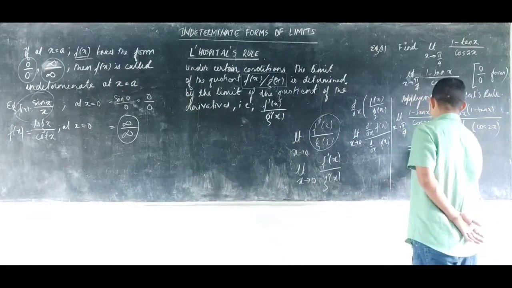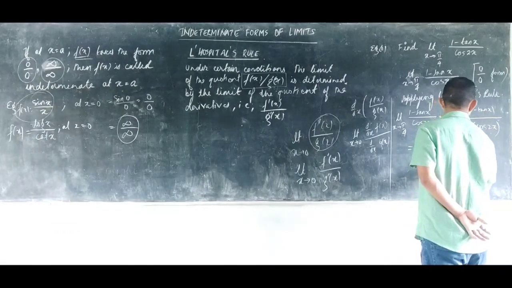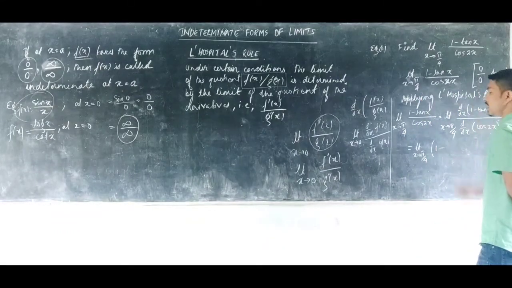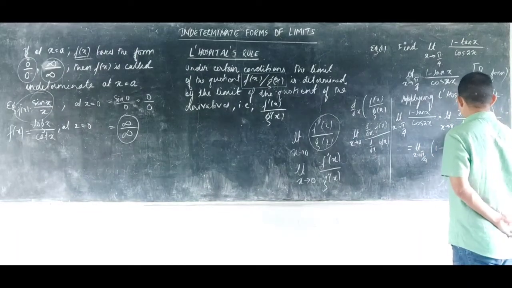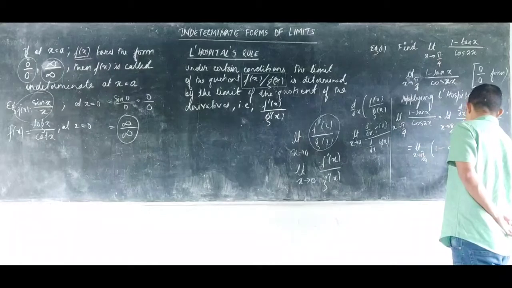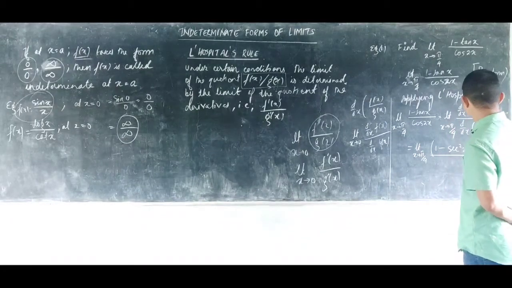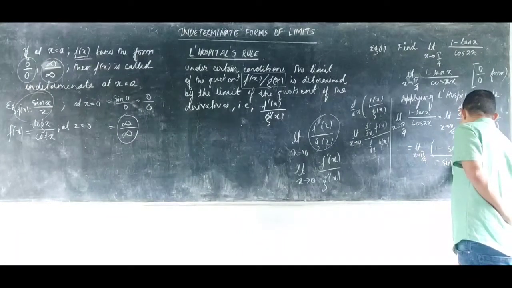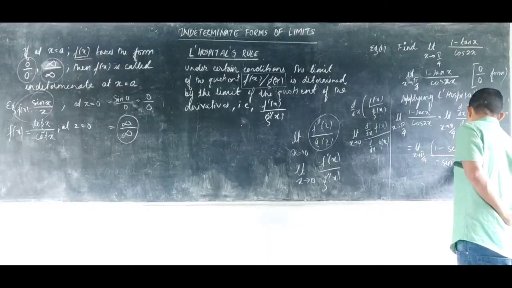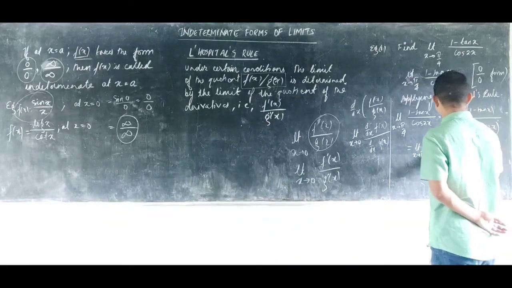This will be equal to limit of x tending to pi by 4, and then there I have 1 minus, what is the derivative of tan x? The derivative of tan x is sec square of x. Divided by, what is the derivative of cos 2x? It will be minus sin of 2x into 2. Oh, sorry, the derivative of 1 is 0.